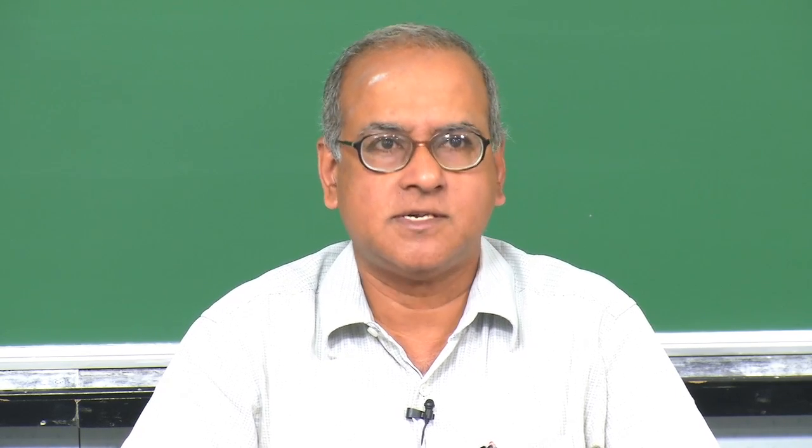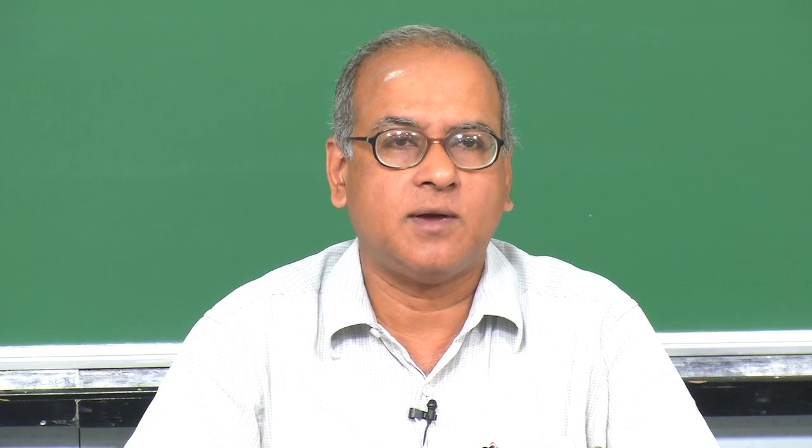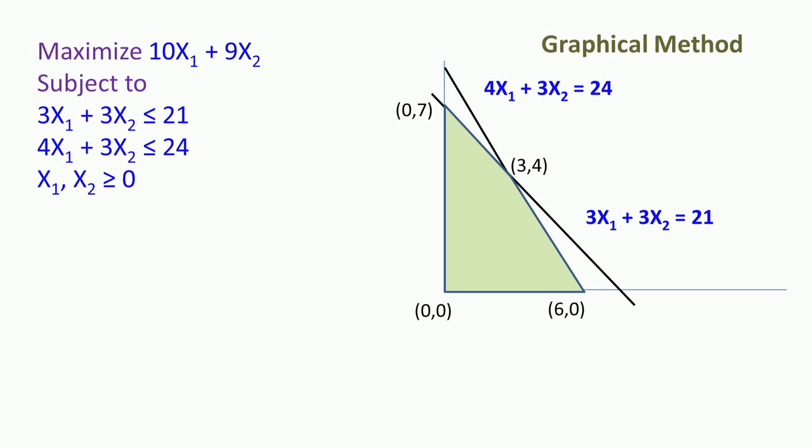In the last class, we saw the graphical method to solve a linear programming problem. We considered the example that is shown, which is a maximization problem that maximizes 10x1 plus 9x2 subject to 3x1 plus 3x2 less than or equal to 21, 4x1 plus 3x2 less than or equal to 24, x1, x2 greater than or equal to 0.